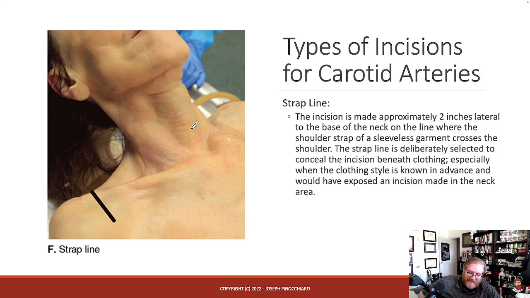You then have the strap line. The incision is made approximately 2 inches lateral to the base of the neck on the line where the shoulder strap of the sleeveless garment crosses the shoulder. The strap line is deliberately selected to conceal the incision beneath clothing, especially when the clothing is known in advance and would have exposed an incision made in the neck area. This, in previous editions of the book and in other sources, is called the bra strap incision.